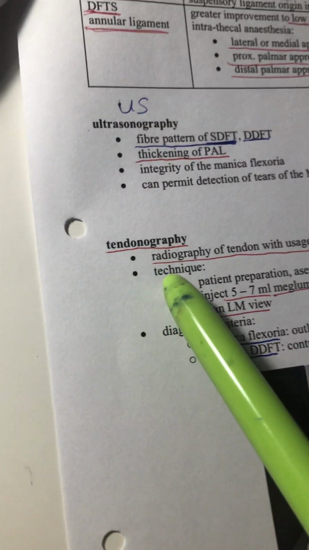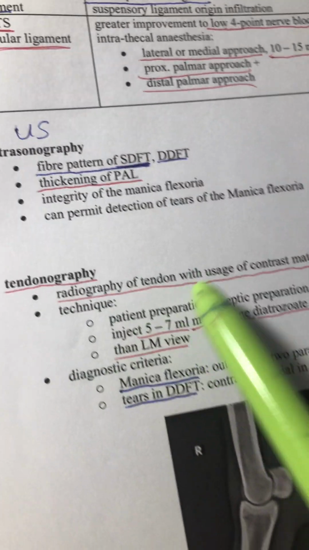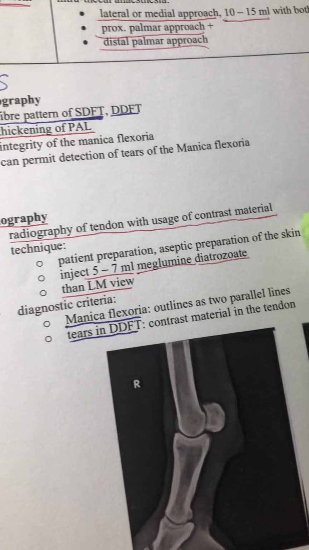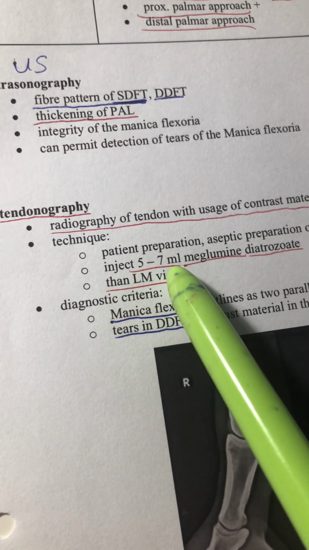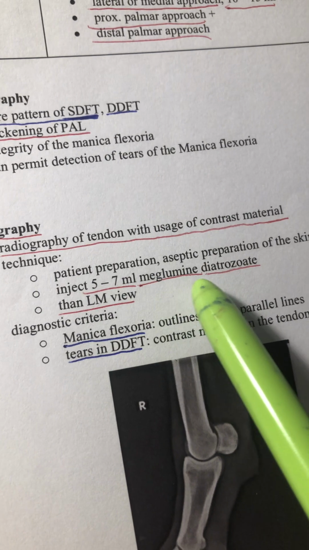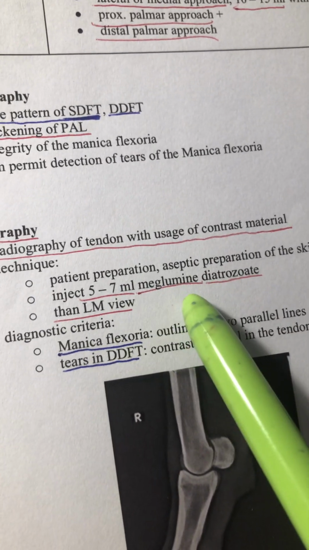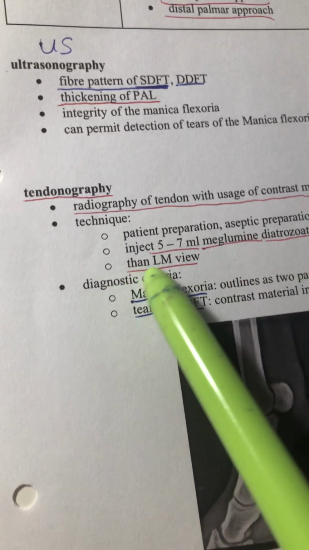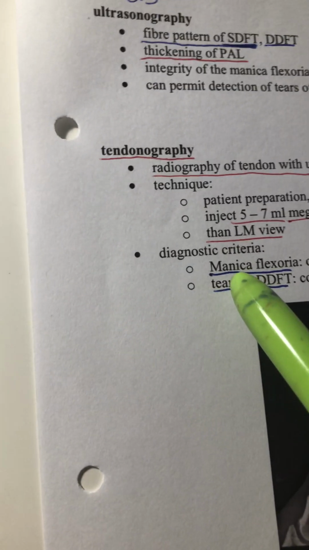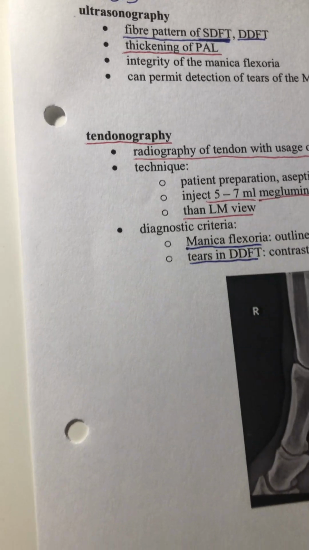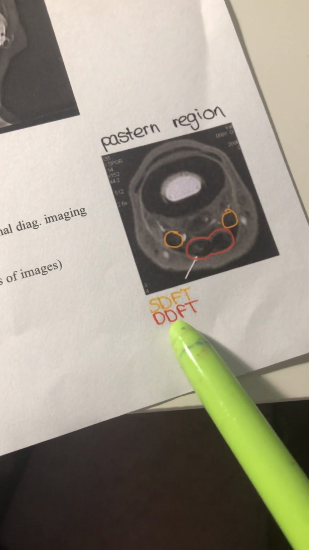And for the tenography, so use a radiography of the tendon and use a contrast material. Use 5 to 7 milliliters of meglumine diatrizoate, and then have a lateral view. And then you can see the manica flexora and tears in the deep digital flexor tendon sheath, and you can have a standing ultrasound as well to see the superficial digital flexor tendon sheath and the deep digital flexor tendon sheath.